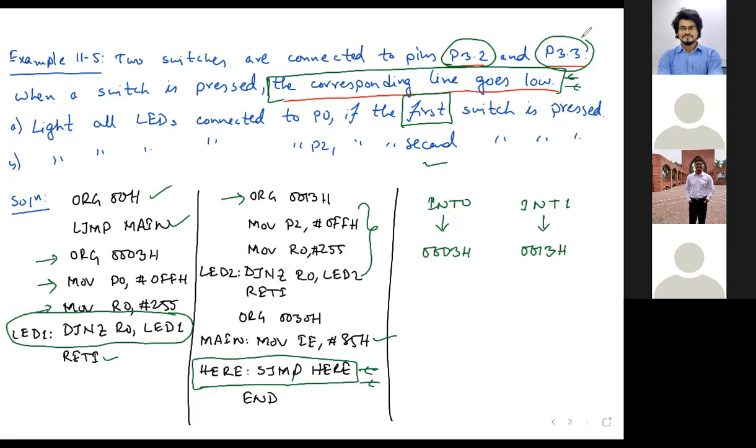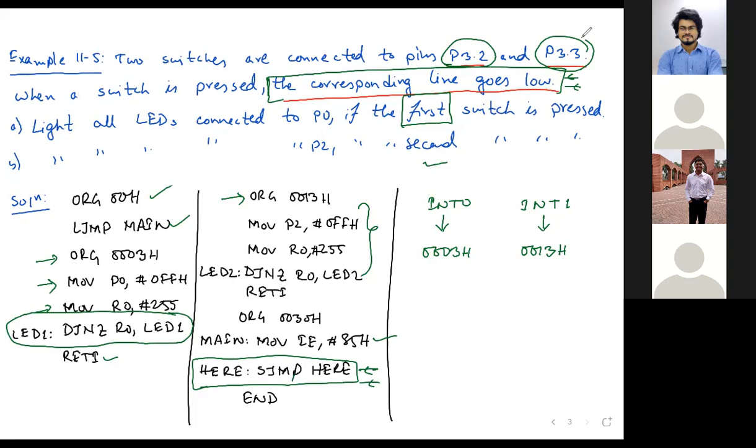Sir, is that example like the book's example 11.5? Like in my book, the labels LED 1 and LED 2 have started from a wrong line. Yes, I got your question. In the book, the labels are misplaced slightly, okay? The labels are supposed to be where I just wrote. Okay, sir.